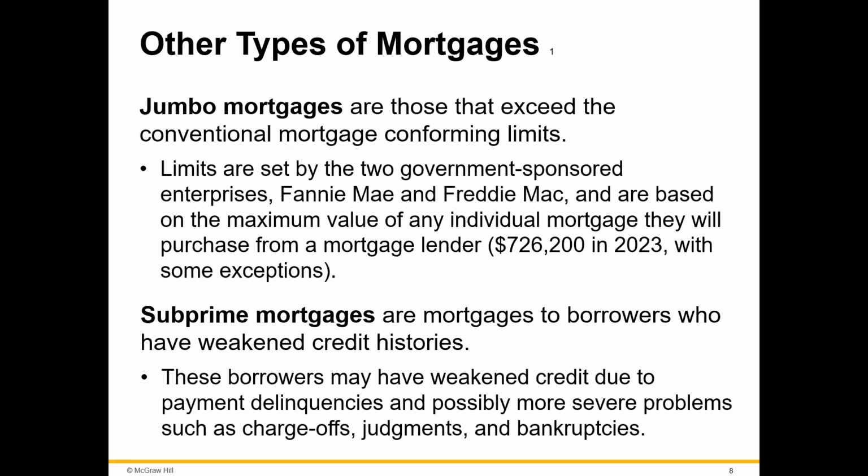Other types of mortgages we can talk about are jumbo mortgages, those that exceed the conventional mortgage conforming limits. All it is, is a very large amount. Once you pass a number on dollar amount, it is considered a jumbo mortgage. Subprime mortgages are mortgages to borrowers who have weakened credit histories. That's a nice way to say somebody with bad credit, and they go ahead and find a way to fit them into a mortgage, but it's considered subprime. So it comes with higher risk, which in turn may come with a higher interest rate.